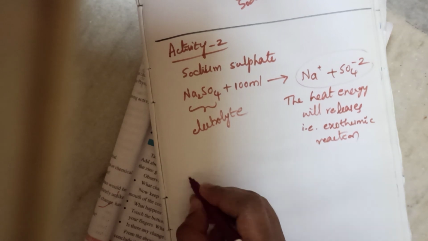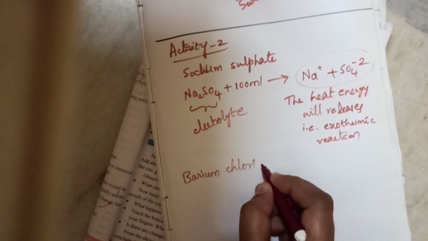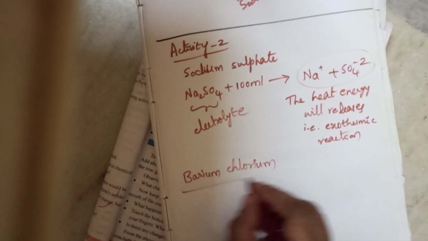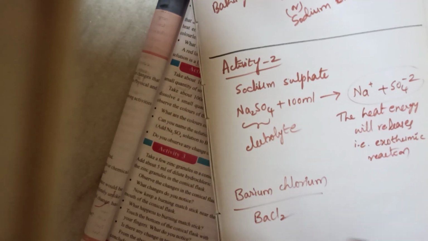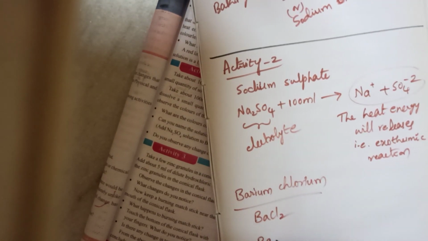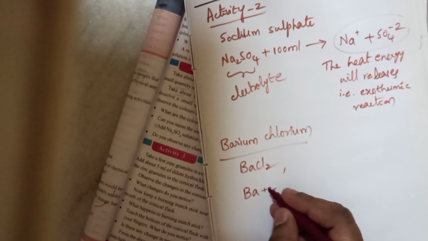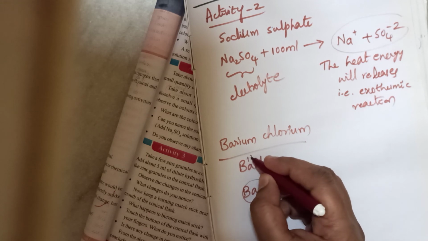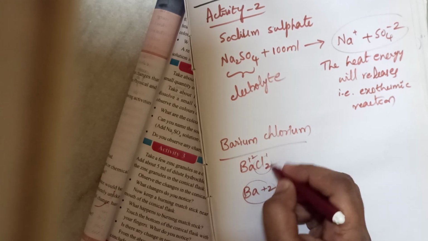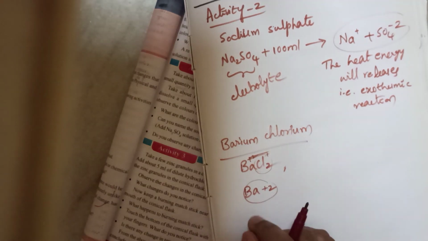Next, coming to barium chloride. In barium chloride, we can also find the formula, BaCl2. Here the valency of barium is plus 2. So barium chloride has a valency of plus 2, and that's why we get the formula BaCl2. Here valency plus 2 and here minus 1 means 2 chlorides. It balances like that. That's why we get BaCl2 from the criss-cross explanation.